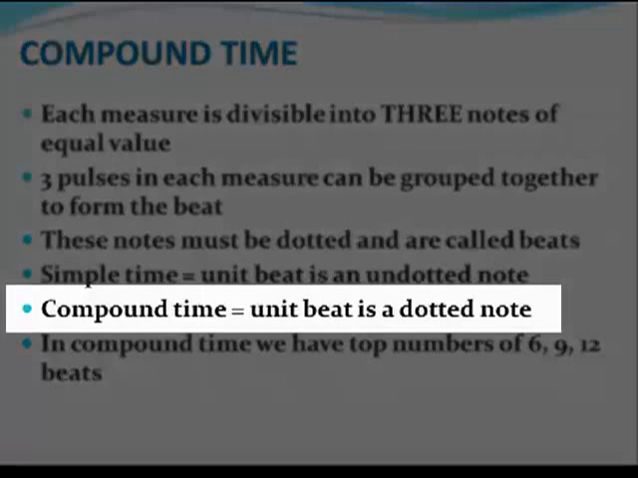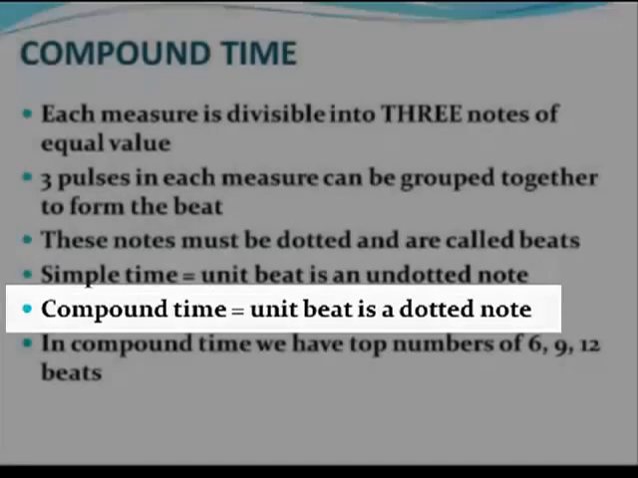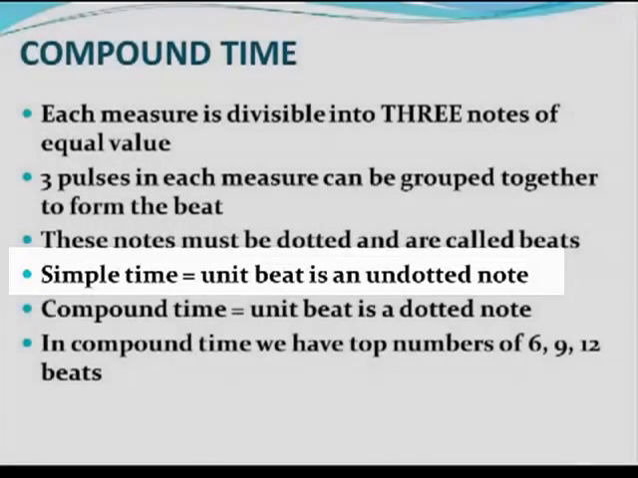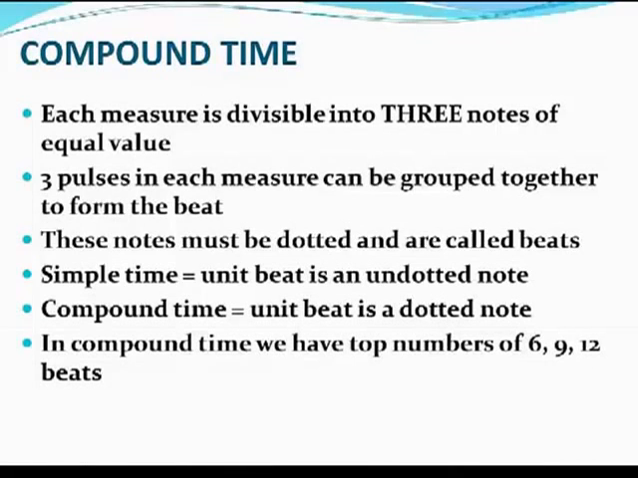In compound time, the unit beat is always dotted. In simple time, the unit beat is always a non-dotted note, and in compound time, the unit beat is always a dotted note. I know it's a little confusing. Let me try and explain this a little better.